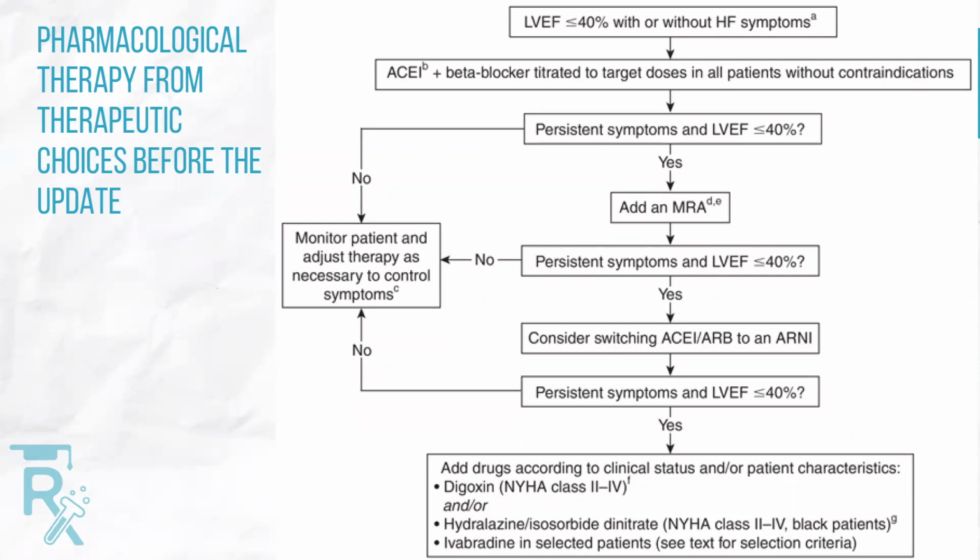Mineralocorticoid receptor inhibitor. Inhibitor or agonist? Agonist. Okay, and what are the examples of that? Spironolactone is an example. Spironolactone and what, sorry? Just spironolactone, as I remember, eplerenone.